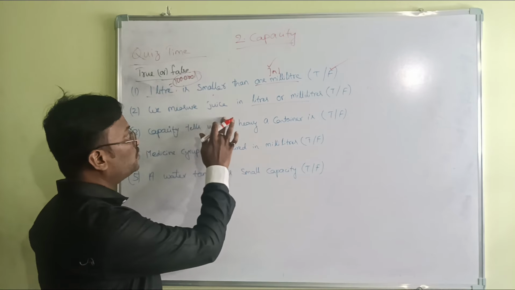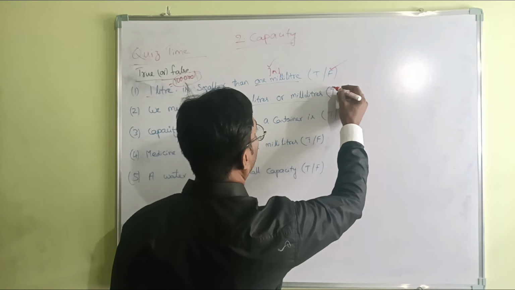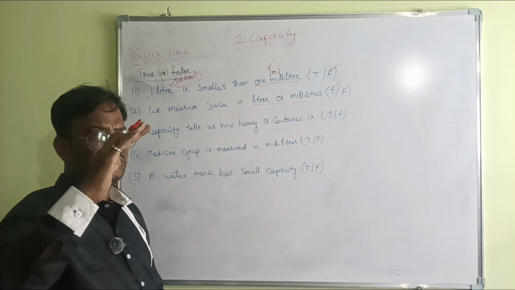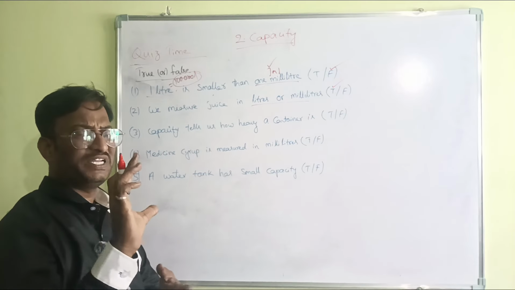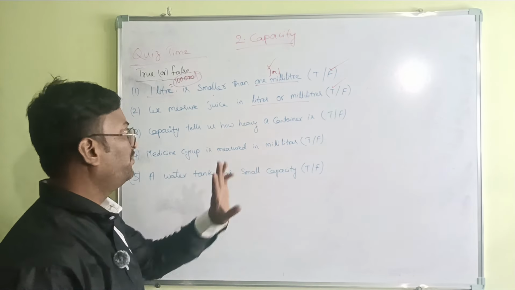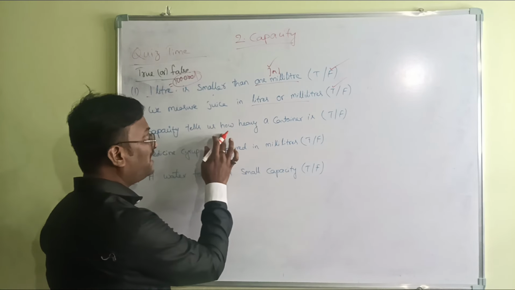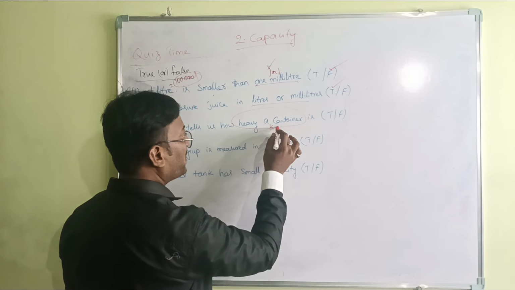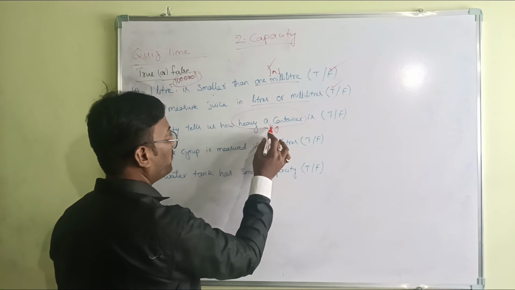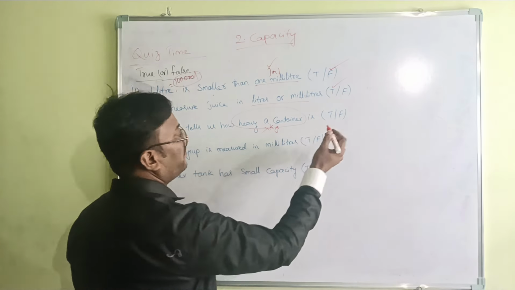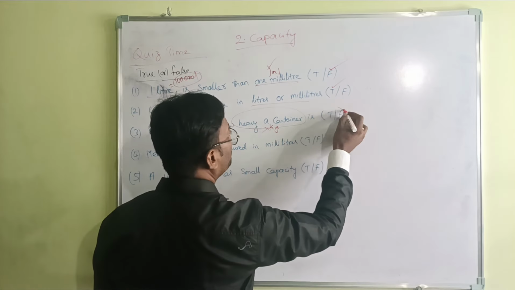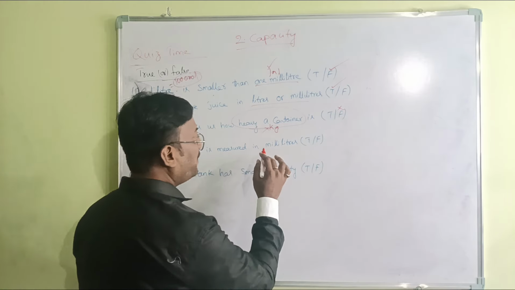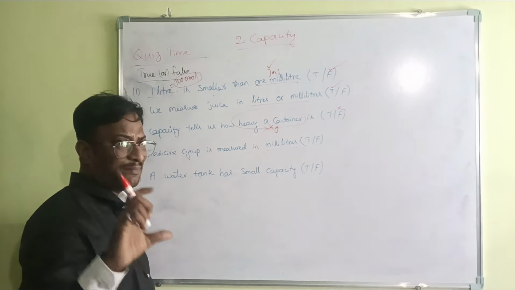Right, we measure juice in liters or milliliters. Yes, it is true. If the juice is in large quantity, we measure in liters. If it is a small quantity, it is measured in milliliters. Capacity tells us how much a container can hold. Heavy will be measured in terms of kg. Capacity will not be told in terms of kg. In terms of liters it will be told. Right, this is false. Medicine syrup is measured in milliliters. Is it right? Yes, ml.